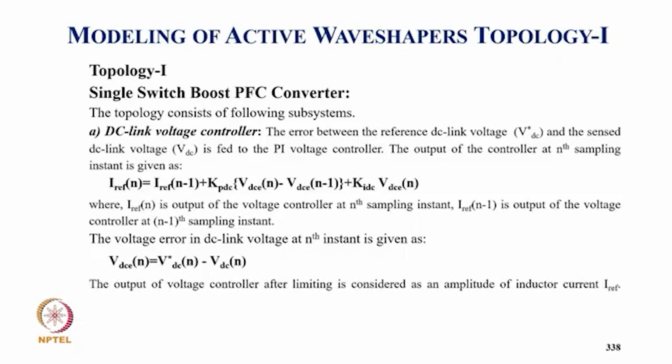The error between the reference DC link voltage and the sensed DC link voltage is fed to the PI controller. The output at the nth sampling instant is I_ref(n) = I_ref(n-1) + Kp_DC (V_DC_error) + Ki_DC V_DC_error. I_ref(n) is the output of the voltage control at the nth sampling, and the voltage error in the DC link is V_DC_error = V_DC star(n) minus V_DC. The output of the voltage controller after limiting is considered as the amplitude of the inductor current I_ref.